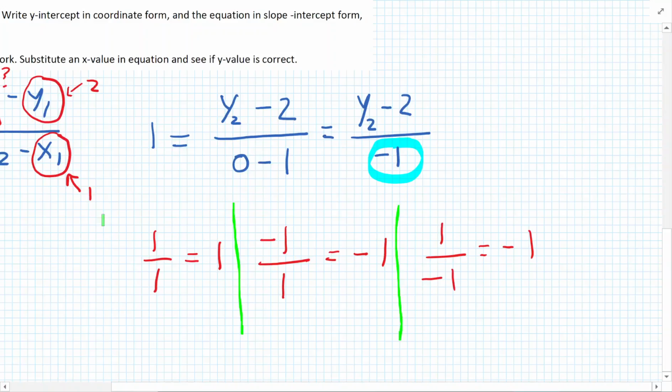We have 3 different options. We have option 1, 2, and 3. We could probably even have a 4th option. Let me show you that.